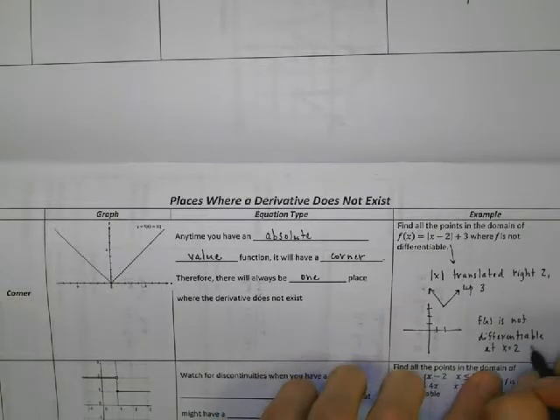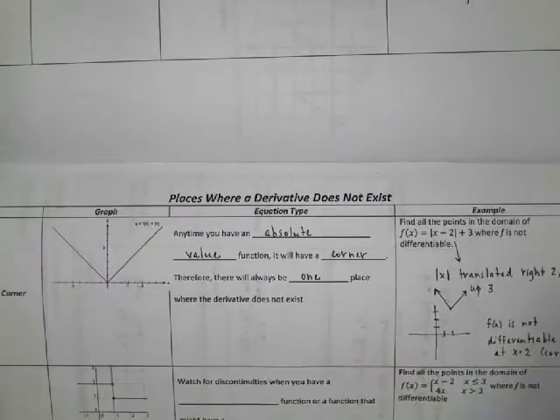And so looking at my graph, I can tell that f of x is not differentiable at x equals 2 because that's where my corner is. So I'm not differentiable at x equals 2 because of a corner. Sorry, I know that went off the page there.